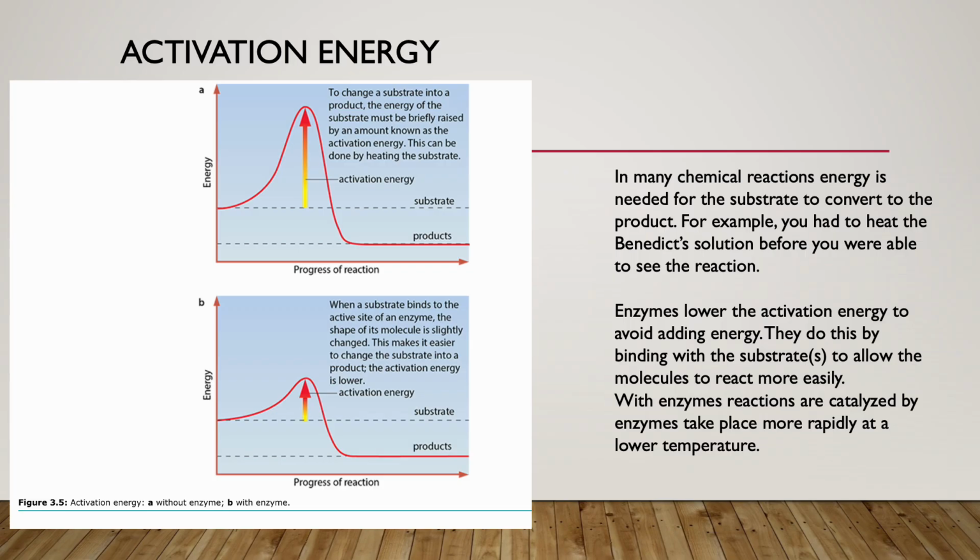So when you're looking at these two graphs, the top graph is showing you a very high hill, meaning a lot is needed for the activation energy. But when an enzyme is present, you lower that hill. So it lowers the activation energy, allowing the reaction to occur faster. Notice your starting point for your reactants and your ending points of the products are still the same. It's just we've lowered the activation energy.